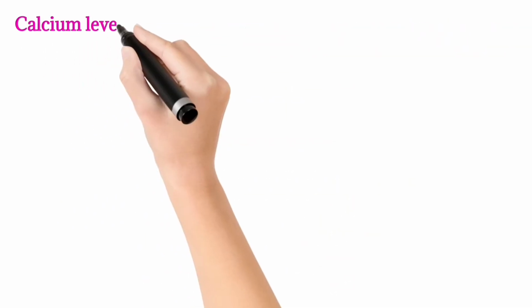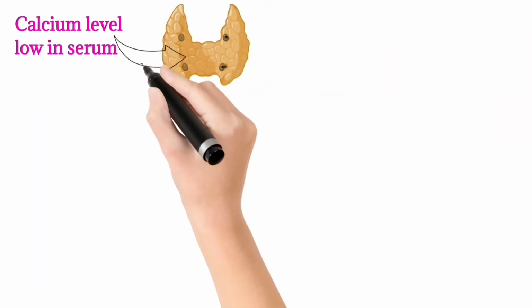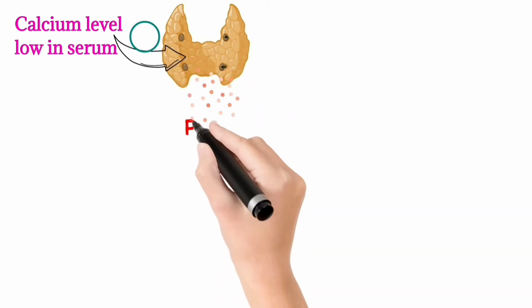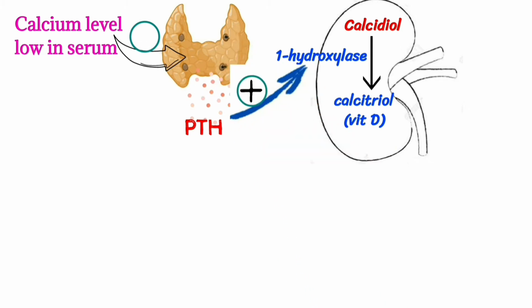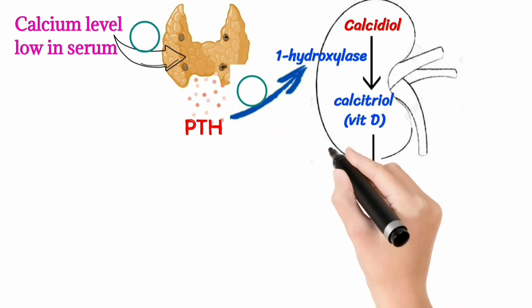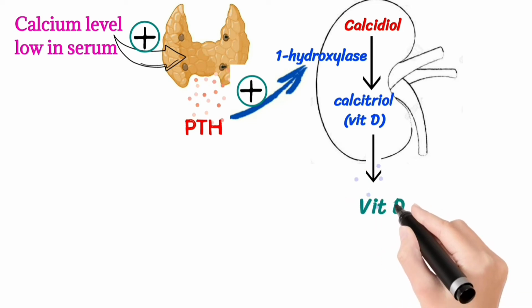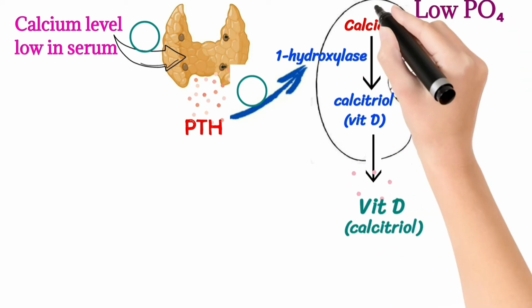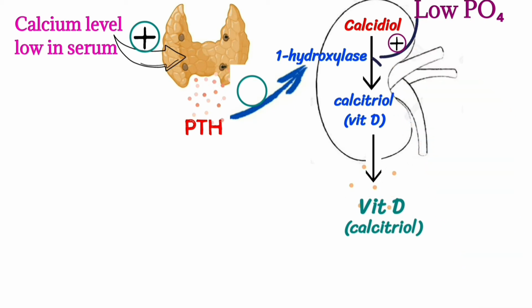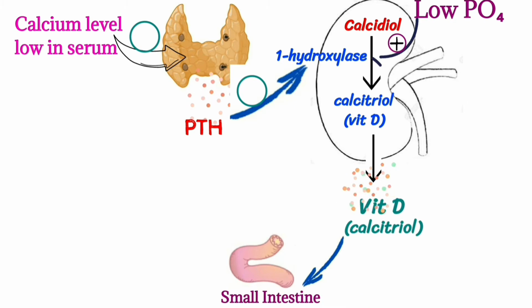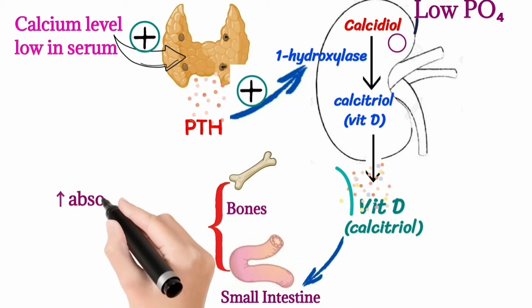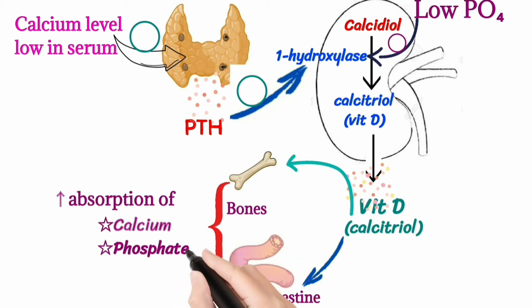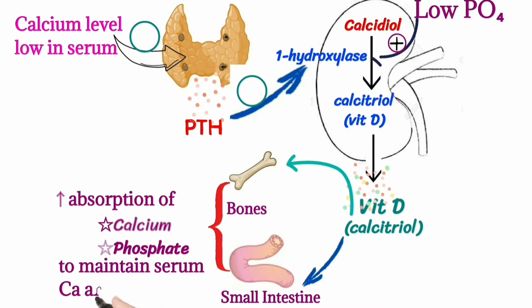When calcium level is low in serum, it activates parathyroid hormone, which has a positive effect on 1-hydroxylase enzyme and converts calcidiol to calcitriol, right? Low phosphate also has a positive effect on the 1-hydroxylase enzyme. The calcitriol goes to the intestine and bones, and it increases absorption of calcium and phosphate to maintain serum calcium and phosphate level.